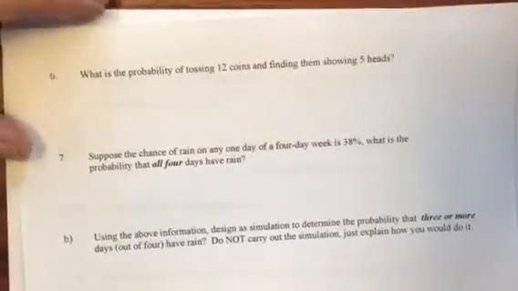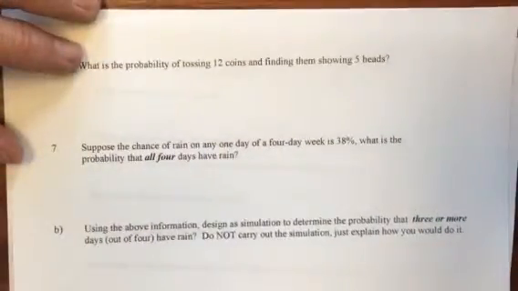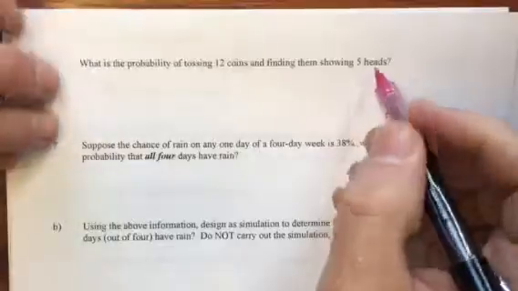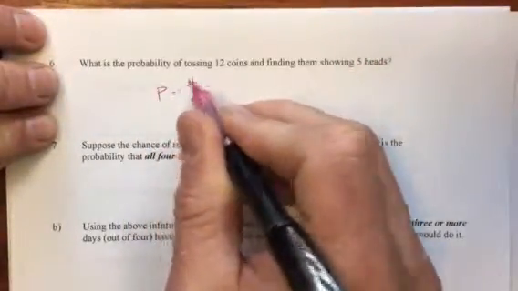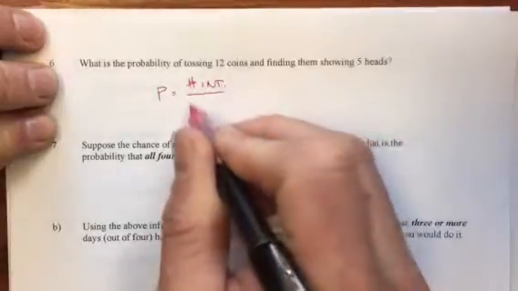What is the probability of tossing 12 coins and finding them showing 5 heads? Well, probability is the things we're interested in over the total.